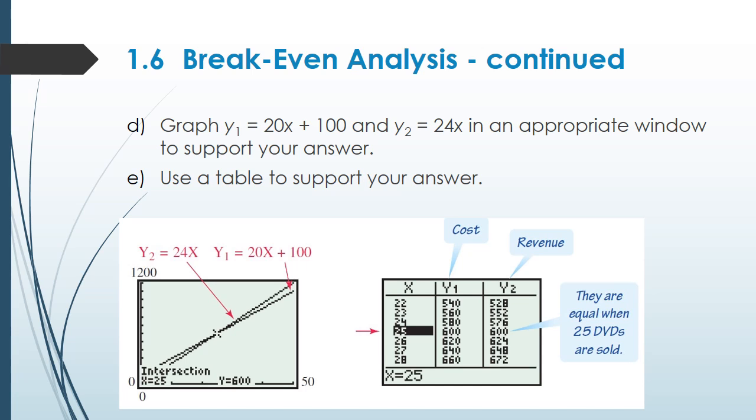They're equal. By the way, if you notice that for numbers less than 25, the cost is higher than the revenue, which means you're losing money if you can't sell 25 at least. And notice that when the numbers go over 25, then you're starting to bring in more than you're spending, and you're actually making money.